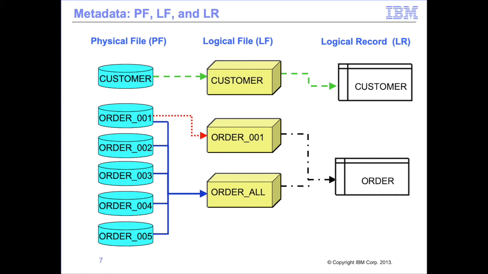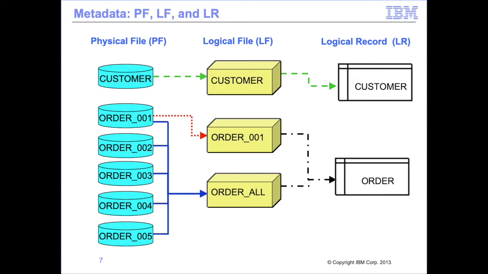A logical file definition, or LF, describes a collection of one or more physical files. A logical record definition, or LR, describes a record layout. In COBOL programs, record layouts are often found in copybooks. In relational databases, they are found in table definitions. Some examples of these metadata types are shown here.